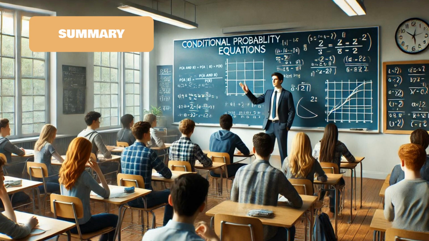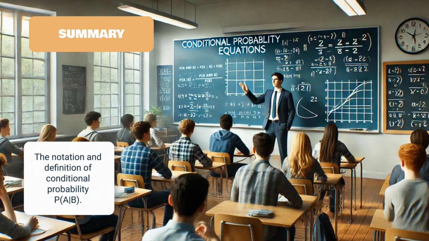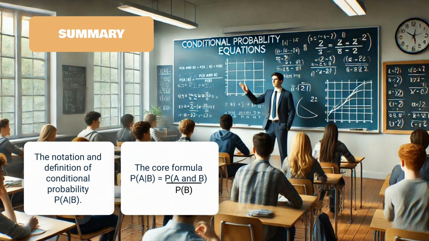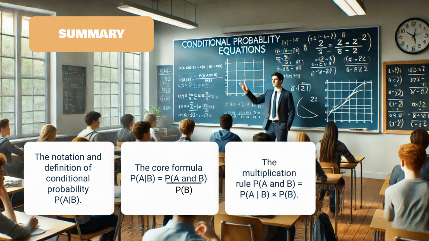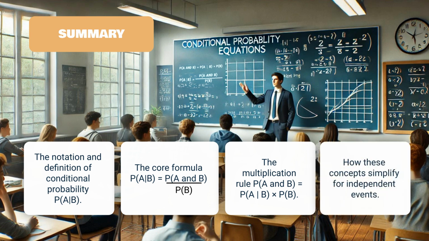To summarize, we've learned the notation and definition of conditional probability, which is P(A|B). The core formula, which is P(A|B) equal to P(A and B) divided by P(B). The multiplication rule is P(A and B) equals P(A|B) multiplied by P(B), and how these concepts simplify for independent events.